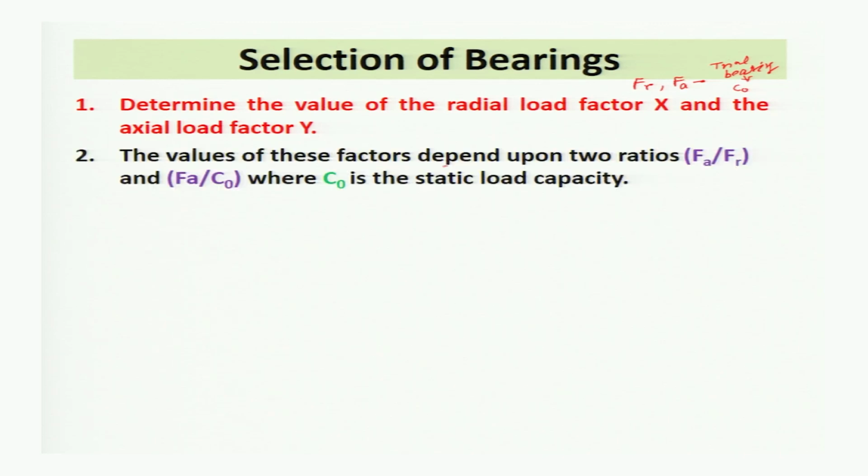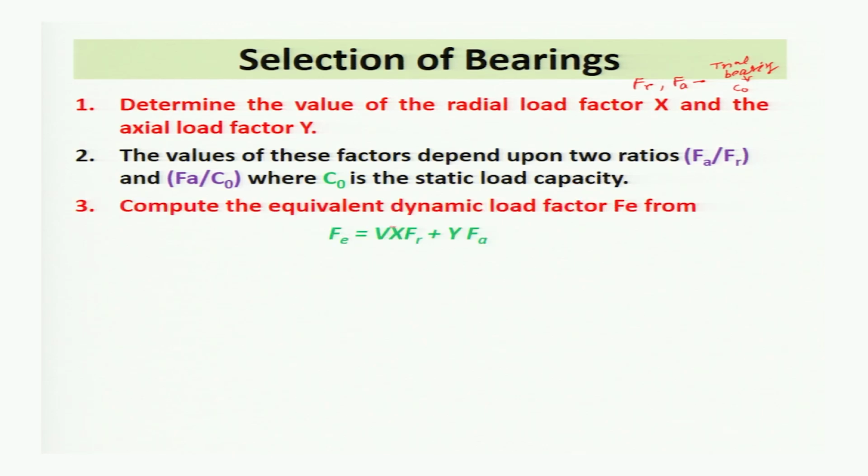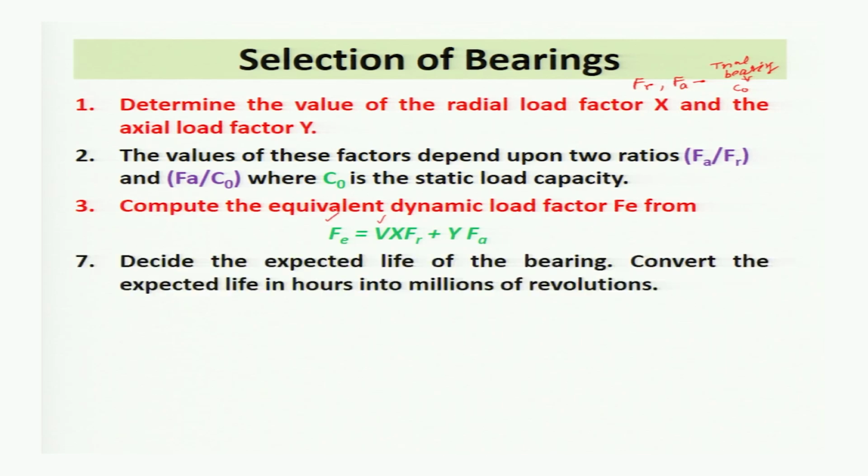The values of these factors depend upon two ratios, Fa upon Fr and Fa upon C0, where C0 is the static load capacity, and this C0 you will get from a trial bearing as per the bore of the shaft or the bore of the bearing. Then compute equivalent dynamic load Fe from Fe is equal to V X Fr plus Y Fa, where V is the race factor depending on whether the inner race is rotating or the outer race is rotating. After getting this, you will get the equivalent dynamic load.